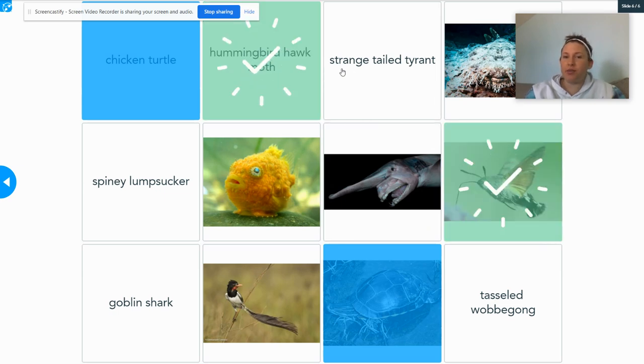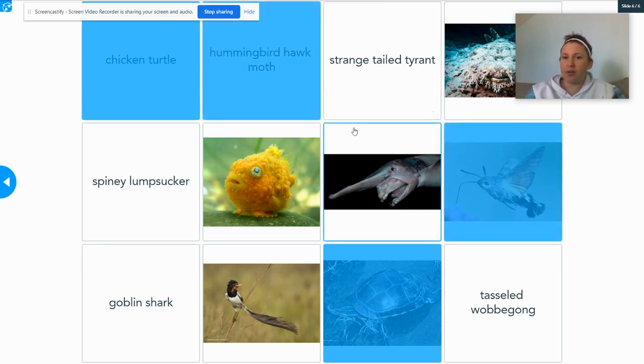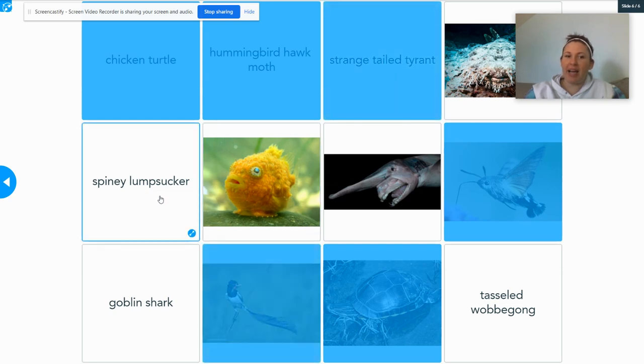And then you'll find that when you get to the next one, strange-tailed tyrant, the only animal on here that really has a tail that's kind of cool, strange, awesome looking is this guy right here. And the next one is a spiny lumpsucker. This one's kind of the one that I was like, they're not going to be able to get this one. They're going to have to figure this one out. So I'm going to leave this one blank. We're going to see if we can figure out what these two animals are.